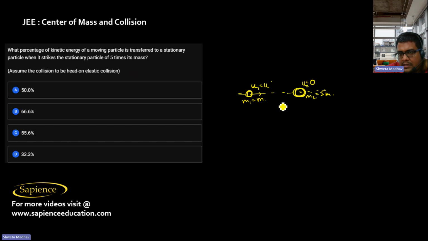So first thing is that the kinetic energy of the system is conserved since it is an elastic collision, and also the net linear momentum of the system is conserved.